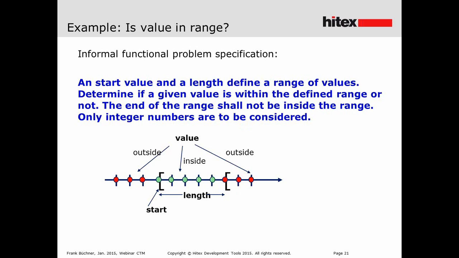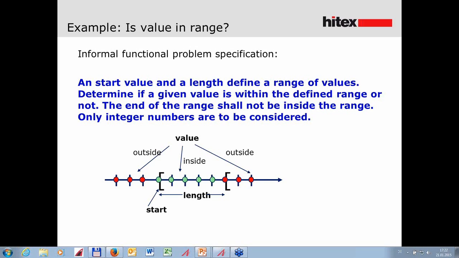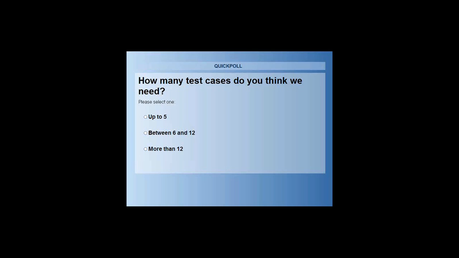At this point, I have a question for you, and the question is, how many test cases do you think we need to test an implementation for this functional problem specification? And please give me your opinion by voting. You should see now the three possible answers, and please give me your opinion. What do you think?